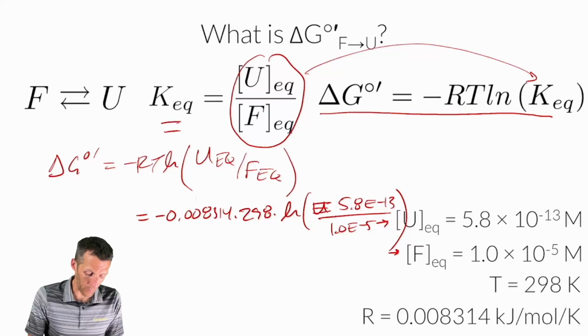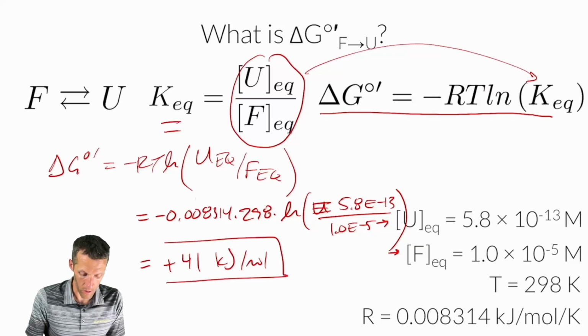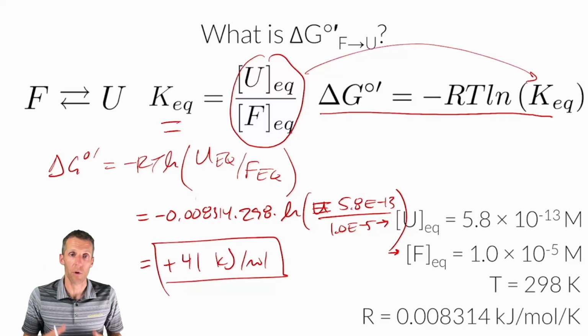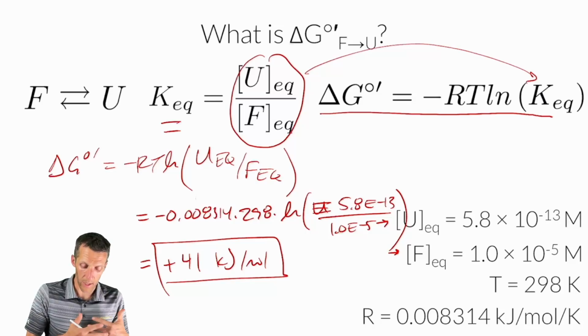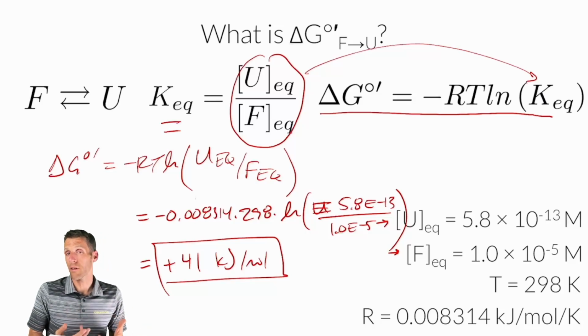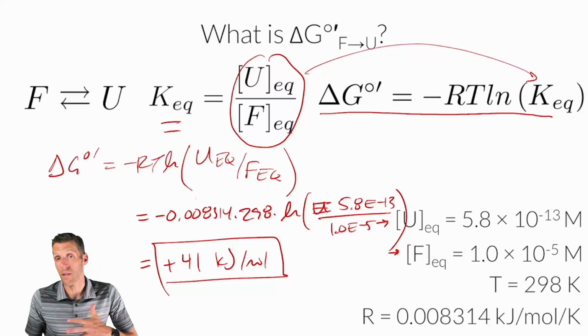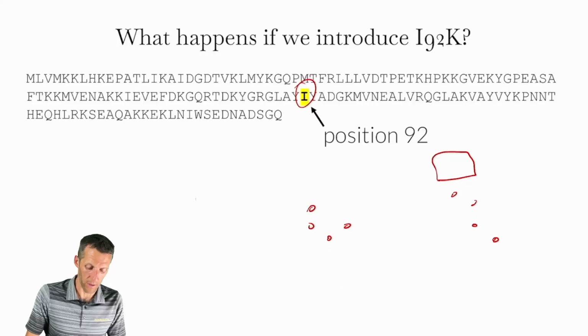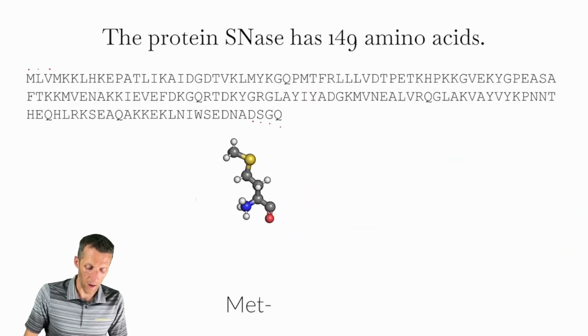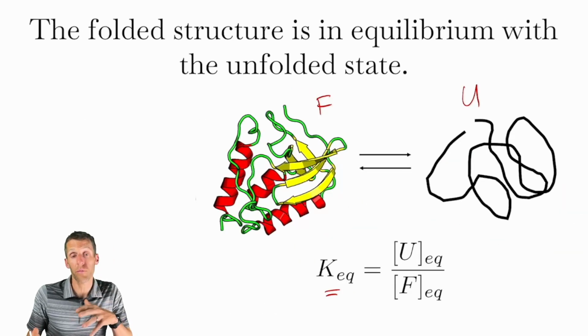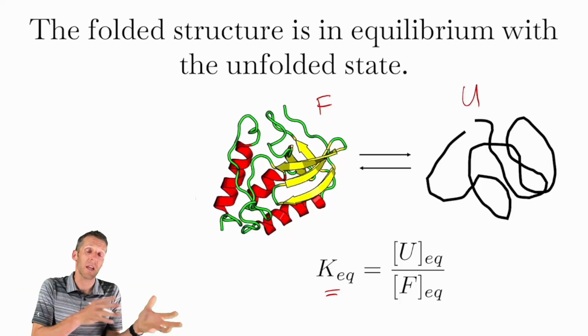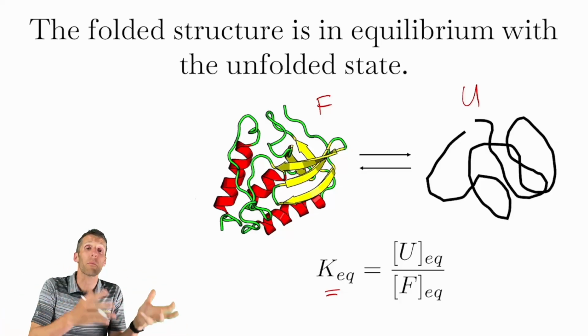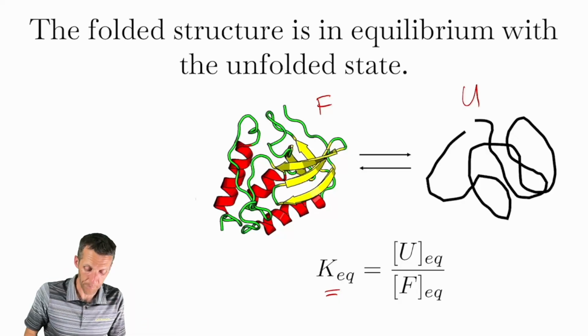So that's the math. If you plug in those numbers, you get positive 41 kilojoules per mole. Make sure I'm not cutting that off. I'm not. Awesome. So positive 41 kilojoules per mole for this reaction. So it's positive, which means that this favors the folded form, right? So I should go back to our definition of the equilibrium somewhere. The folded form, right? It's saying that at equilibrium, the system will favor the products. It will favor the folded form.